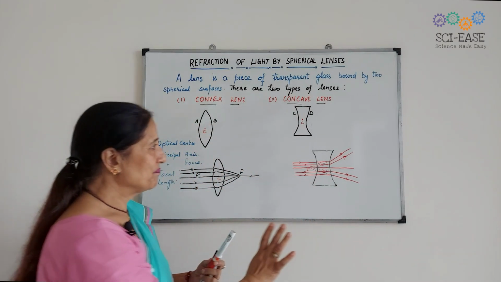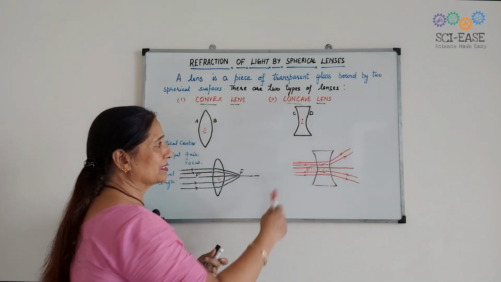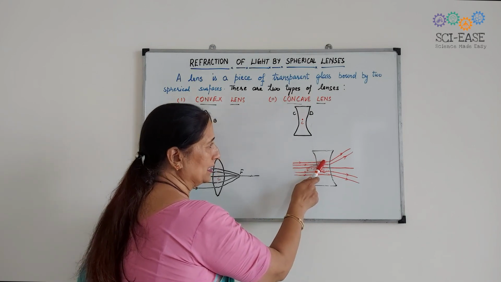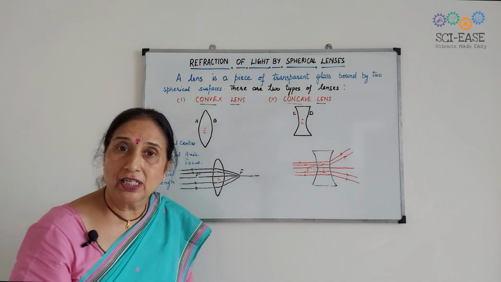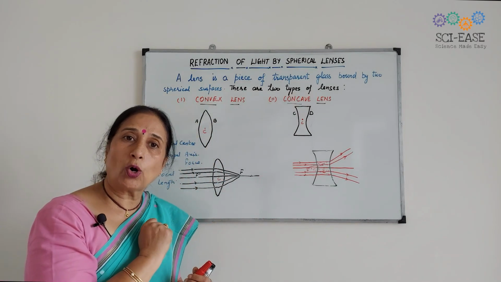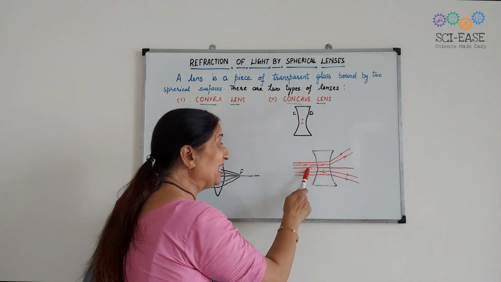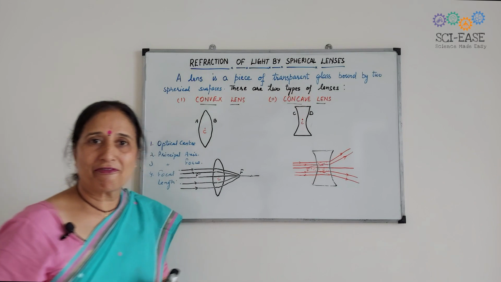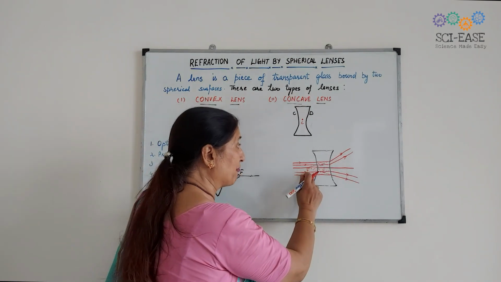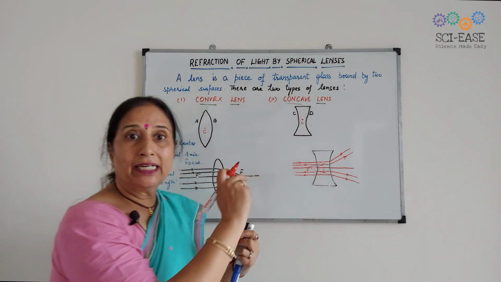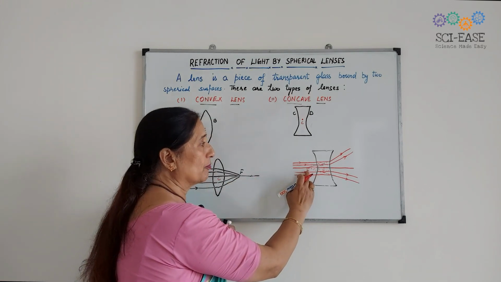Draw it neatly. Okay. So, when rays parallel to the principal axis fall on the concave lens, the rays diverge, and when we produce them with the dotted line, we see that they appear to meet at F. Here the focus F is virtual. In the convex lens it was the real focus. This is the virtual focus.